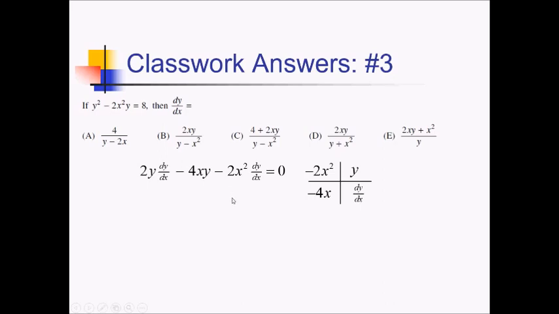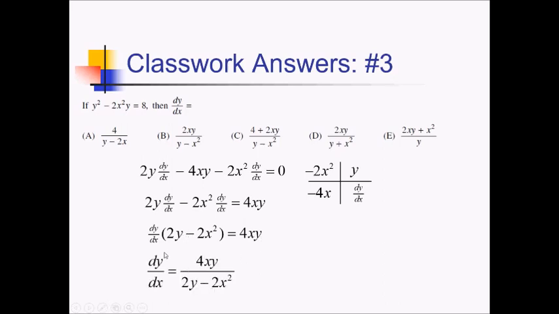Okay, let's just keep the dy over dx stuff on the left side, and let's move this 4xy over to the right side. So we have 2y dy over dx, and the negative 2x squared dy over dx on the left side. On the right side, we have positive 4xy if we add that over there. Now that I have only dy over dx terms on the left, I can factor out dy over dx, leaving me with 2y minus 2x squared in the parentheses. And then I can go ahead and divide by 2y minus 2x squared.